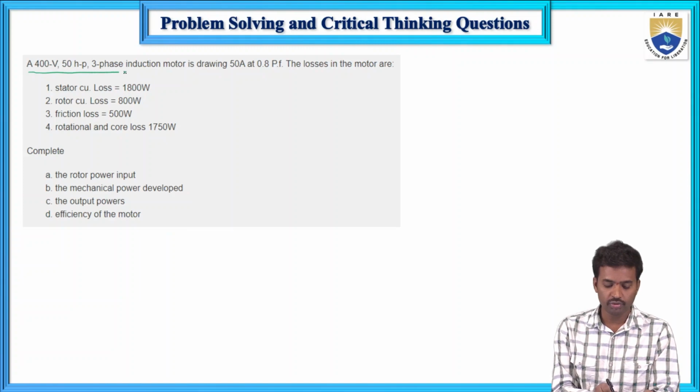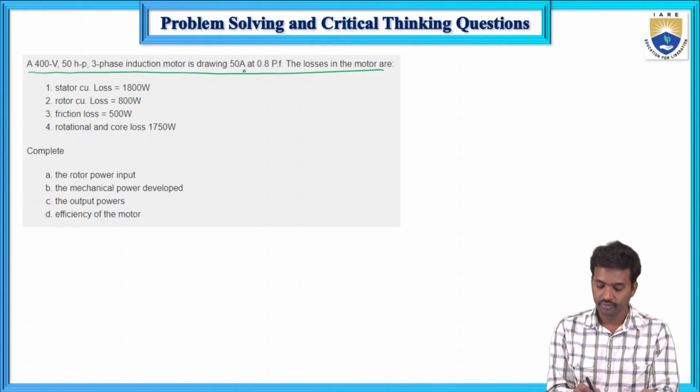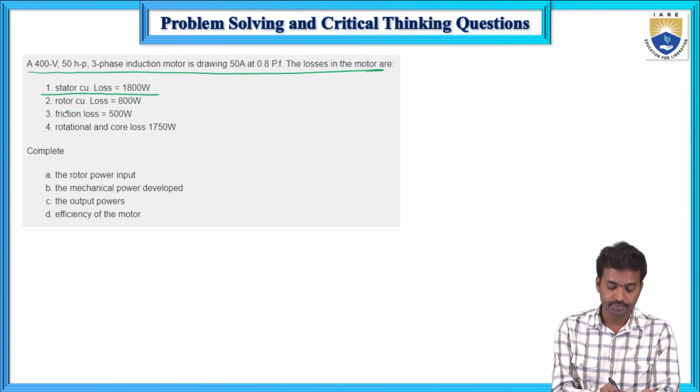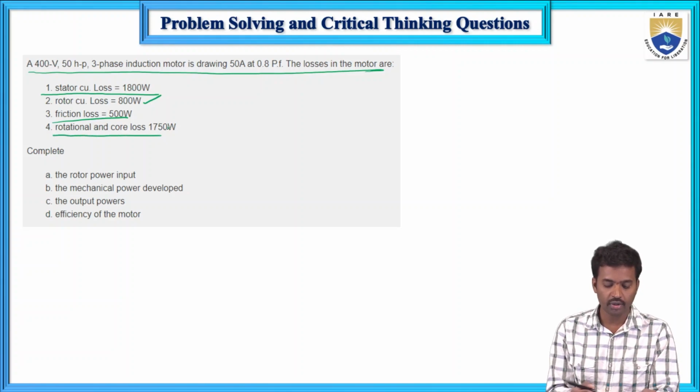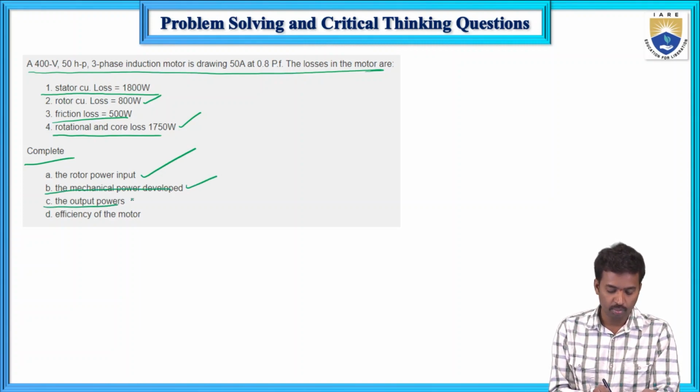A 400 volts, 50 Hz, 3-phase induction motor is drawing 50 amperes at a 0.8 power factor. The losses in the motor are: stator copper losses 800 watts, rotor copper losses 1800 watts, frictional losses 500 watts, and rotational core losses 1750 watts. Compute the rotor input power, mechanical power developed, power output, and efficiency of the motor.